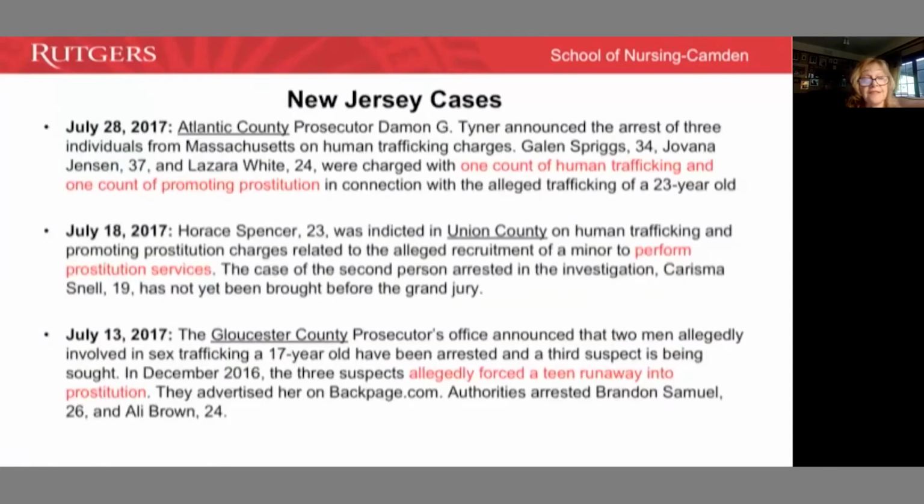There are several cases close to home in New Jersey. They involve a variety of prostitution against their will. There's a 23-year-old, a 17-year-old, and a 19-year-old. And thankfully, all of these perpetrators were caught and are being charged with trafficking.